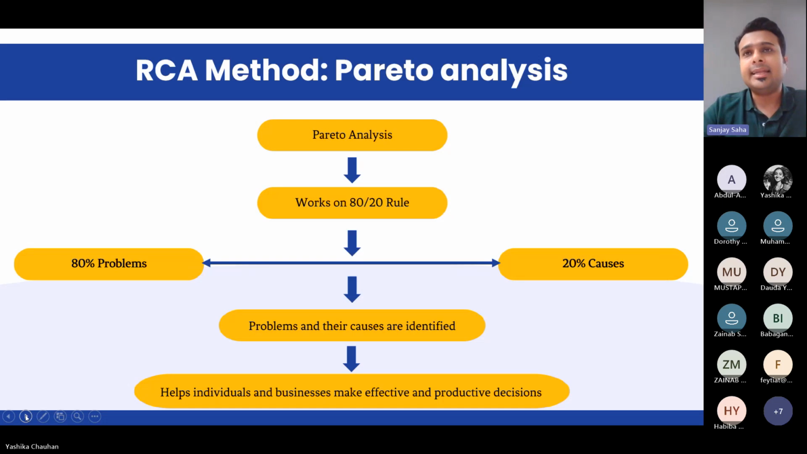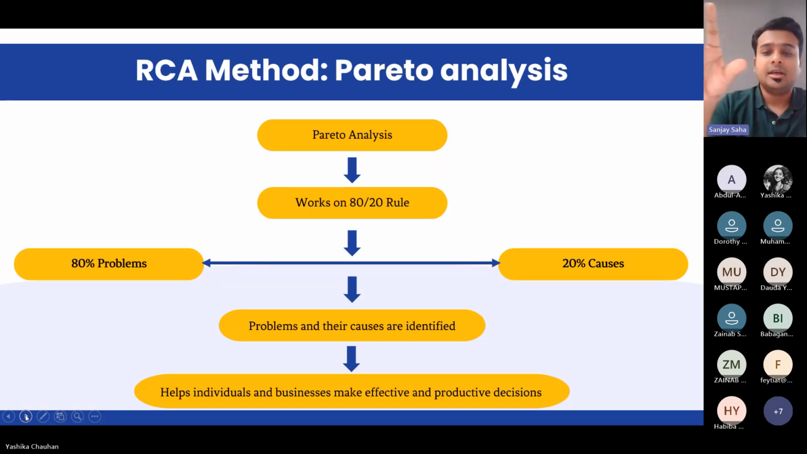It works on that 80-20 rule, which I'm sure all of you are aware of. For example, 20% of countries do 80% of pollution, or 20% of countries have 80% of the population. So it's that 80-20 rule. The way we can use Pareto in this particular case is that a small number of causes result in many more problems, like 80% of problems.